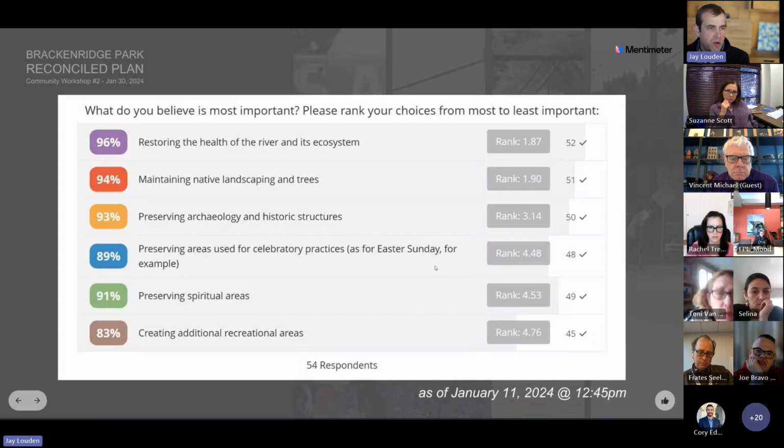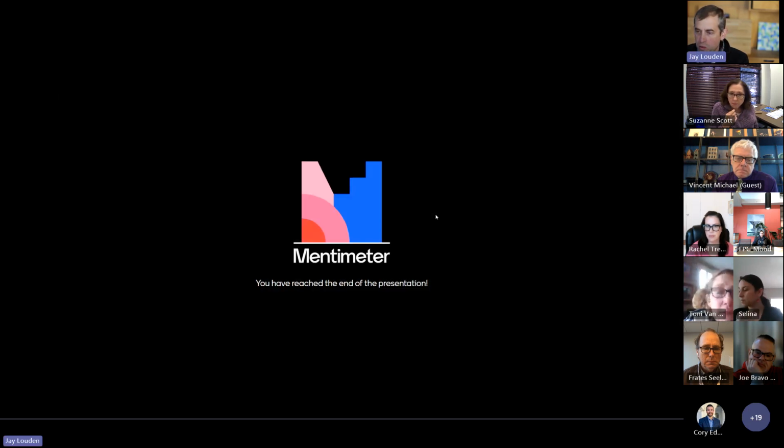What do you believe is most important? Again, in the ranking. So first was restoring the health of the river and its ecosystem. That and maintaining native landscaping and trees received about equal rankings. So most people ranked those 1 and 2. Then ranking third, preserving archaeology and historic structures. And then the remaining items more or less split the rest of the vote: preserving areas used for celebratory practices like Easter Sunday, preserving spiritual areas, and creating additional recreational areas. And that is what I've got.